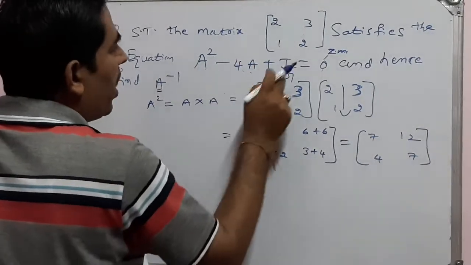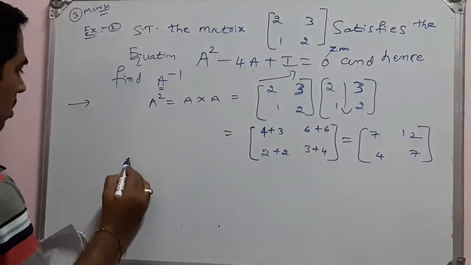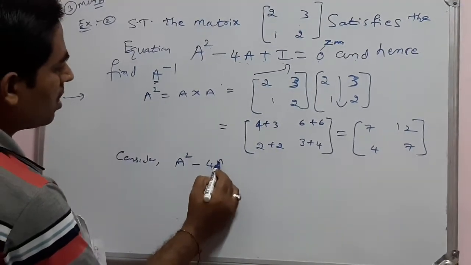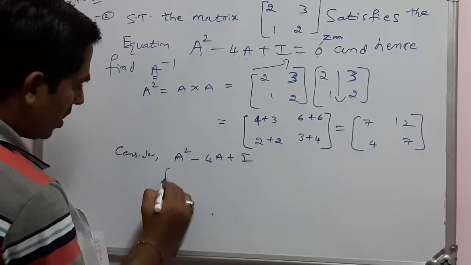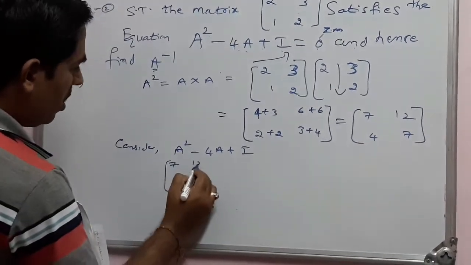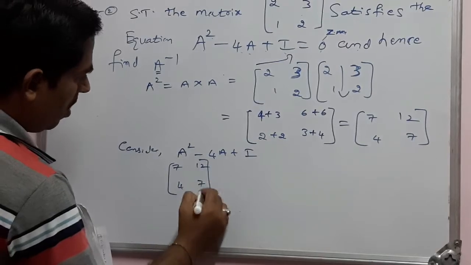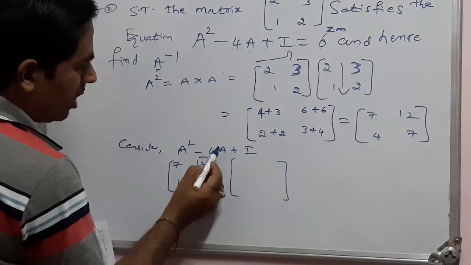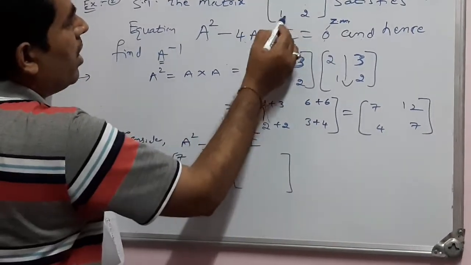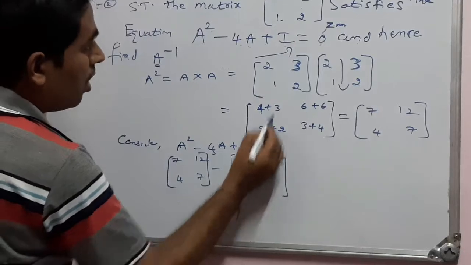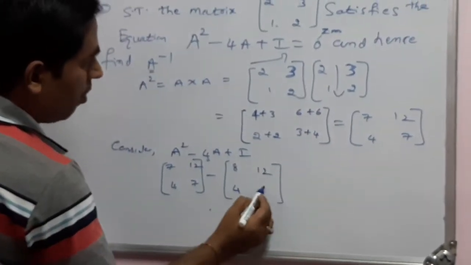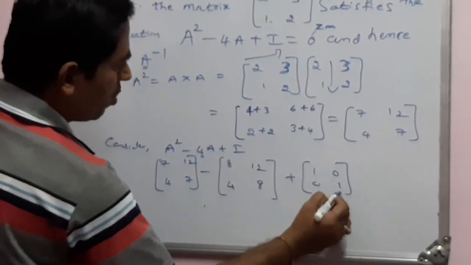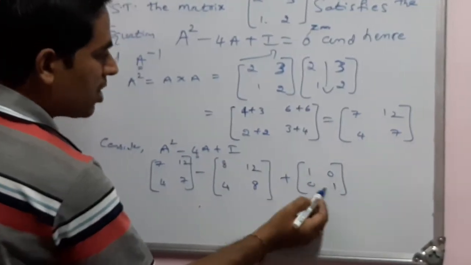Then you can write 4A, then the identity matrix. Consider the given equation A square minus 4A plus I. A square is this 7, 12, 4, 7, minus 4A. 4A means the matrix is multiplied by the scalar 4, so every element is multiplied by 4. 4 into 2 is 8, 4 into 3 is 12, 4 into 1 is 4, 4 into 2 is 8. Then plus I, the identity matrix of 2 cross 2, 1 0 0 1, where all the principal diagonal elements are equal to 1.